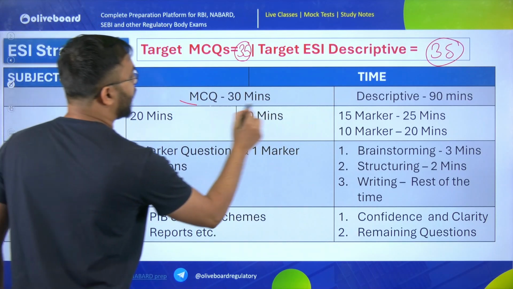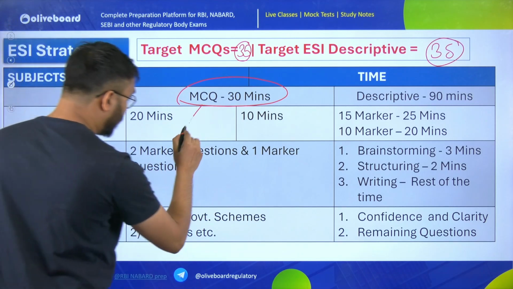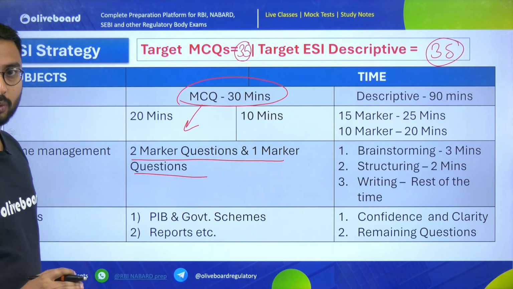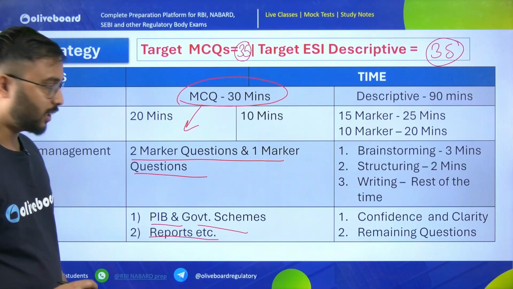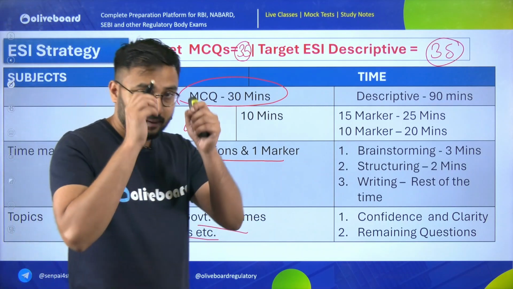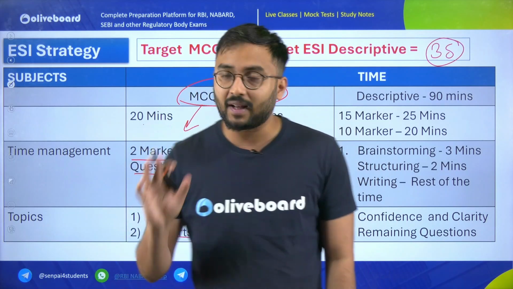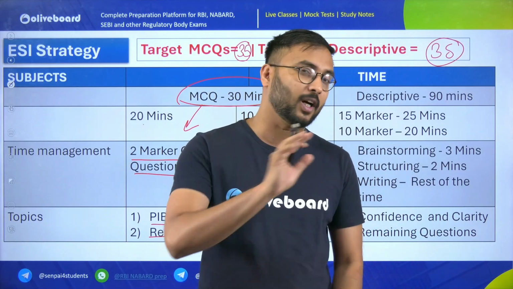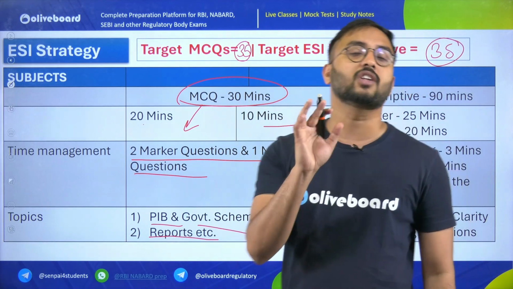So for ESI MCQ, you are having 30 minutes, right? First 20 minutes, you can give it for all the 2-marker and 1-marker questions, which are from PIB, government schemes and reports. But your first 20 minutes should be decided based on your accuracy and your confidence. तो पहले 20 मिनट में वही क्वेश्चन सॉल्व करने हैं जिसमें आप बहुत कॉन्फिडेंट हो और आप कहीं पर भी गलती नहीं करोगे. In the next 10 minutes, what you can do is that you can take the chance.